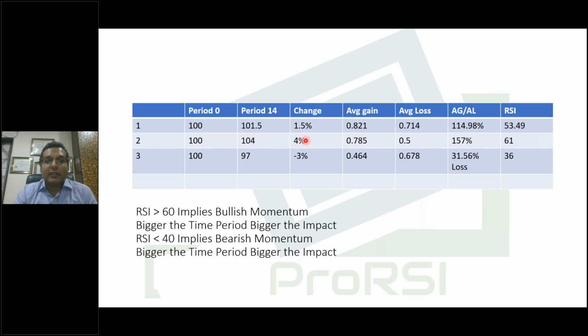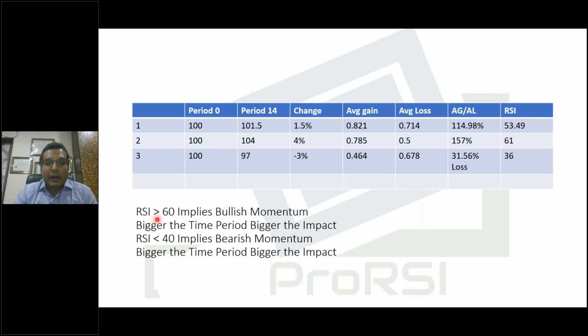So the price changed by 4%, but the momentum changed by 150%. And here, similarly, the price changed by 1.5%, but the momentum changed by 114%. And in the third case, there was a loss of 3%, and the momentum fell by 31%. Right? So RSI was showing the reading of 36.